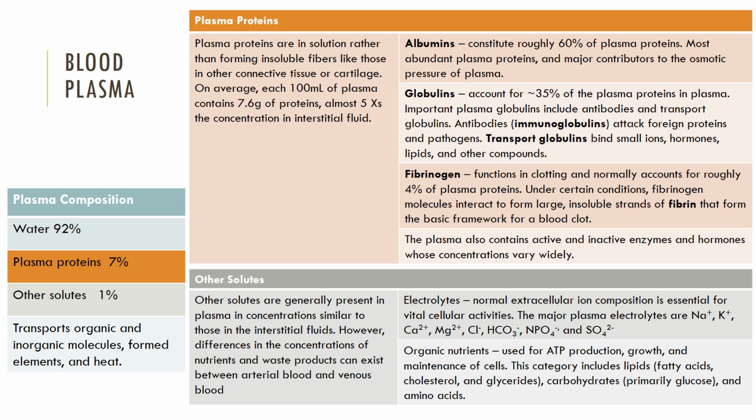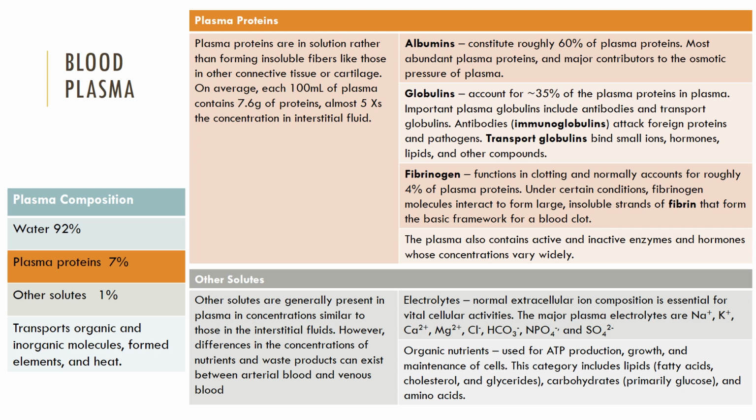There are other solutes that make up our blood plasma. Dissolved solutes are generally present in plasma in concentrations similar to those of interstitial fluids. However, there are differences in the concentration of nutrients, waste products, and respiratory gases that can exist between arterial blood and venous blood. So you can see that there's also electrolytes, organic nutrients, and organic waste products.